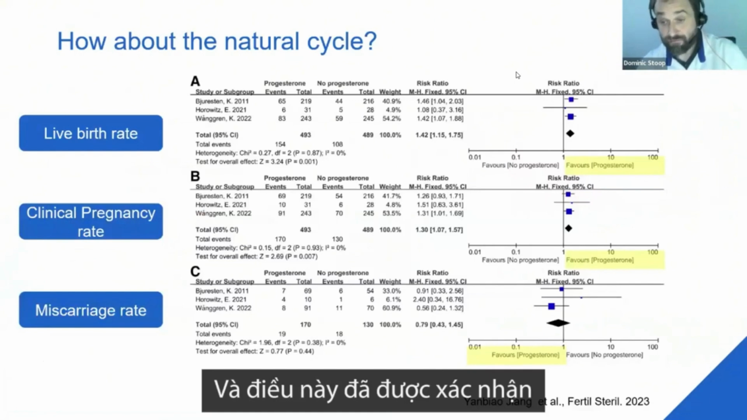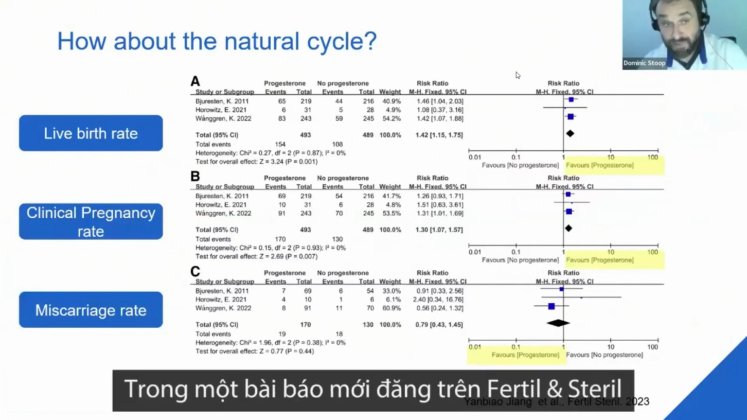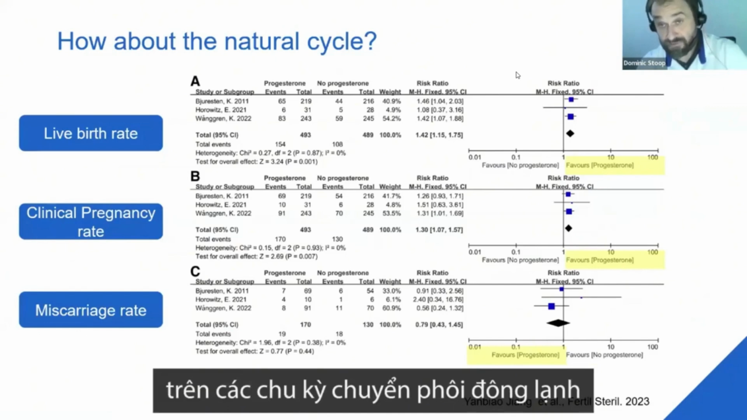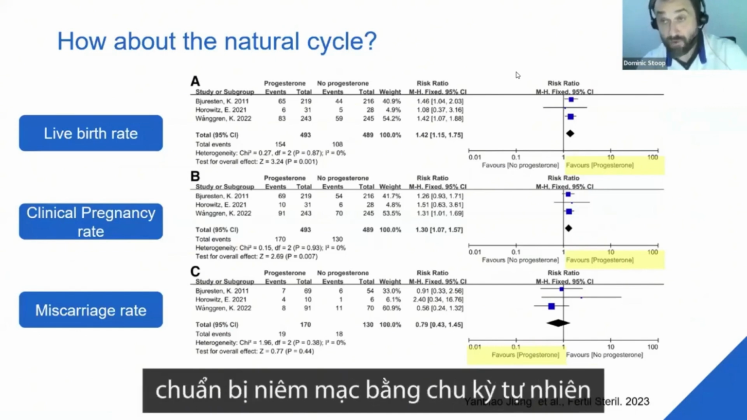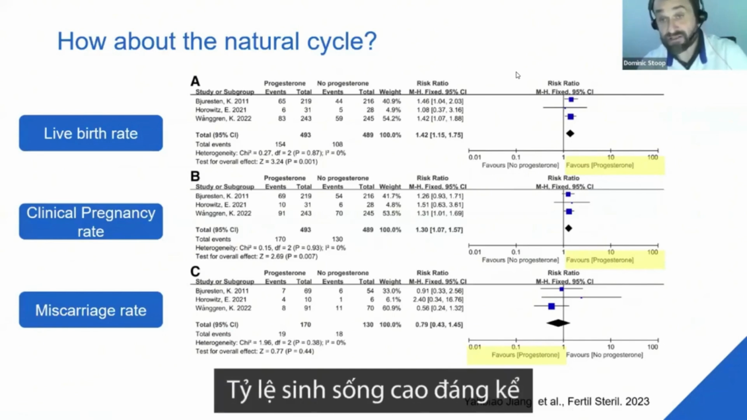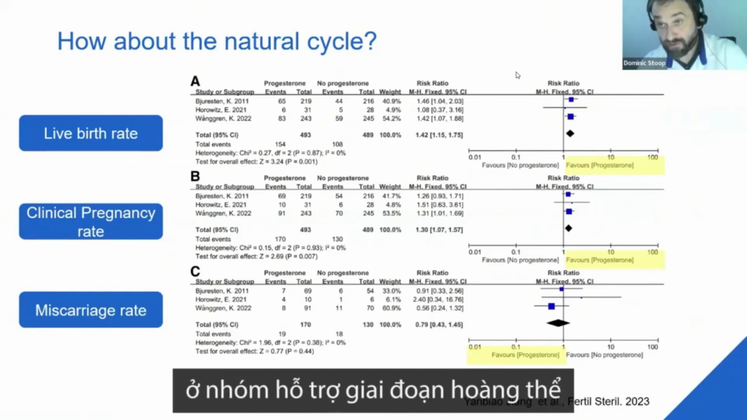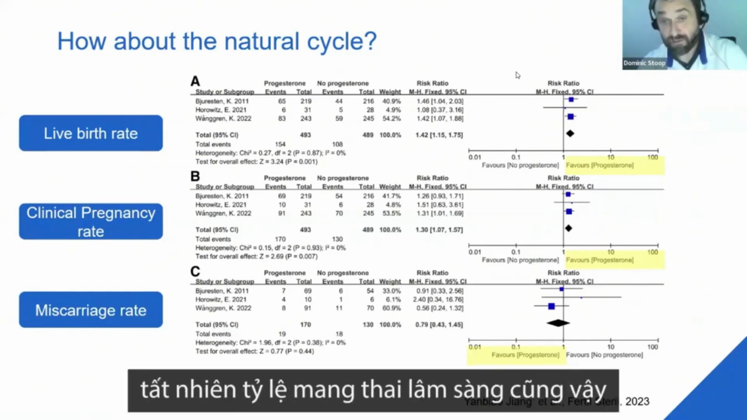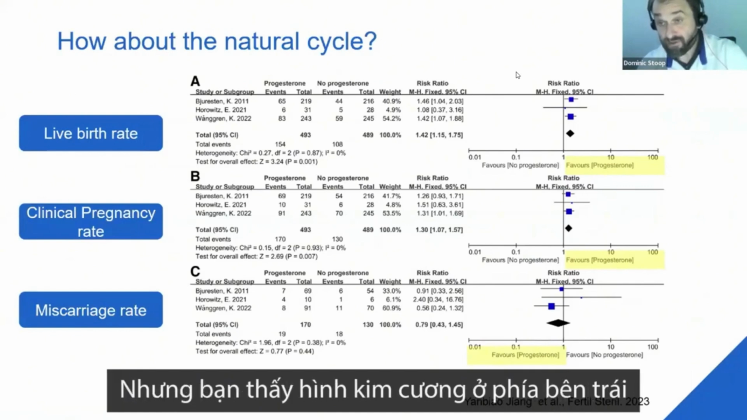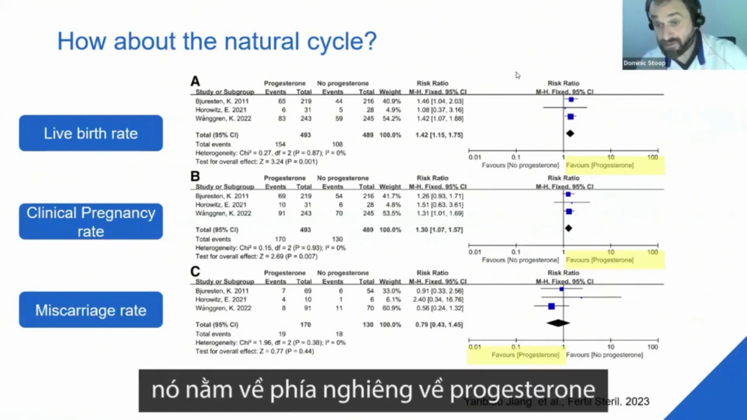And that's also what has been confirmed now this year in Fertility and Sterility. In the meta-analysis, they looked at frozen embryo transfer cycles, natural cycles, with or without progesterone supplementation. Live birth rate was significantly higher with progesterone luteal phase support in natural cycles. Clinical pregnancy rates, of course, as well. And for miscarriage rates, it's not significant, but you can see the diamond is on the left side of the forest plot. It's on the side that favors progesterone.